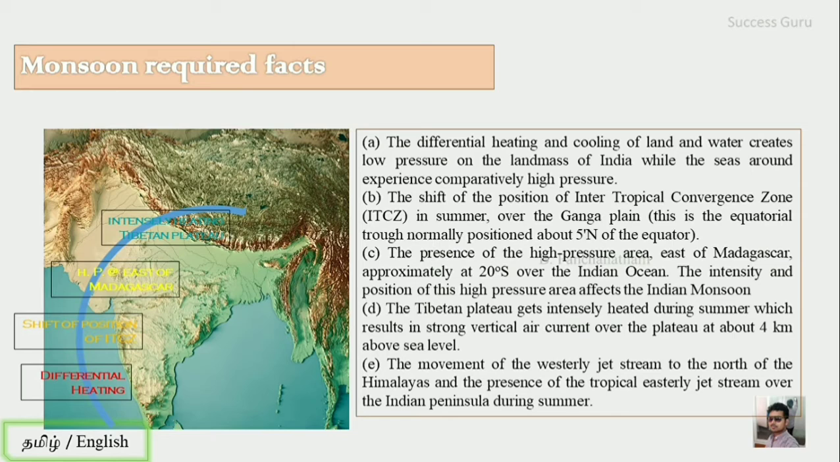The movement of the westerly jet stream to the north of the Himalaya, and the presence of the tropical easterly jet stream over the Indian peninsula during the summer. So during the summer season, what happens is that to the north of the Himalaya, the jet stream is towards the west, whereas to the south of the Himalaya, that is in the Indian peninsula, the jet stream is towards the east. That is what is mentioned here. So these are some of the facts that are required for the occurrence of monsoon in India.